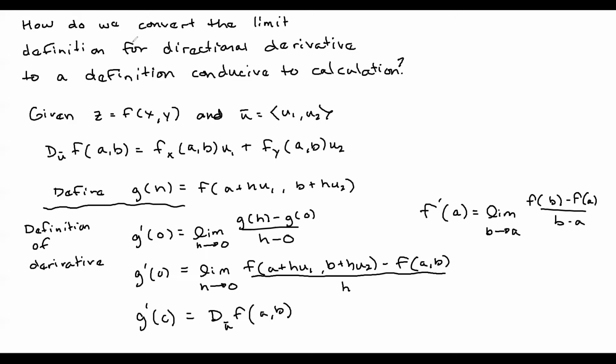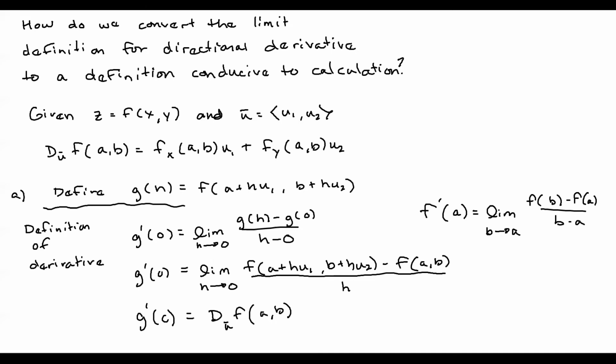So how do we convert the limit definition to a definition more conducive to calculation? Well, we need to have the limit definition in there. So part A, if you want to think of it in two parts, part A is all about going through and linking the limit definition to something, right? We linked it to this thing g prime of 0. So that was the goal of part A.